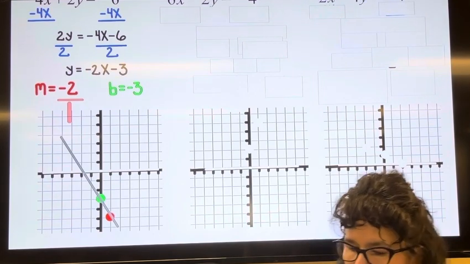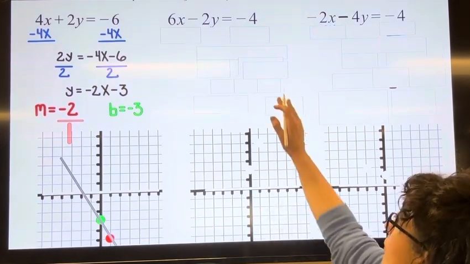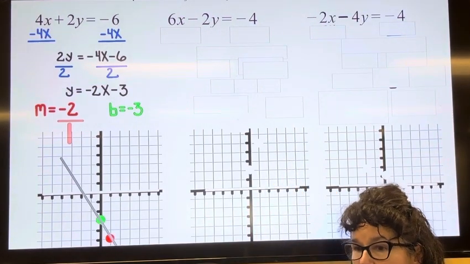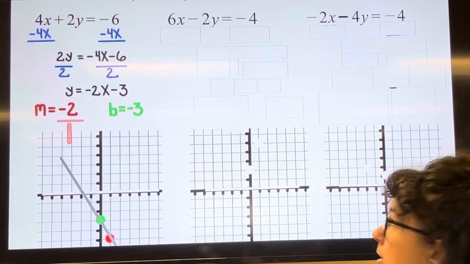Okay, so let's look at 2 more examples. All right, first thing we want to do is get the y's by itself. So you want to add or subtract to move the x's to the other side.